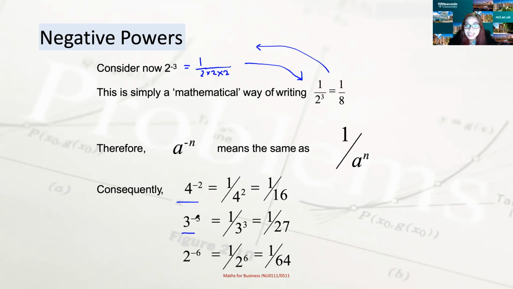3 to the power of minus 3 is nothing but 1 over 3 cubed. So it is 1 over 3 to the power of 3, which is 1 over 27. Similarly, 2 to the power of minus 6 is nothing but 1 over 2 to the power of 6, which is equal to 1 over 64.